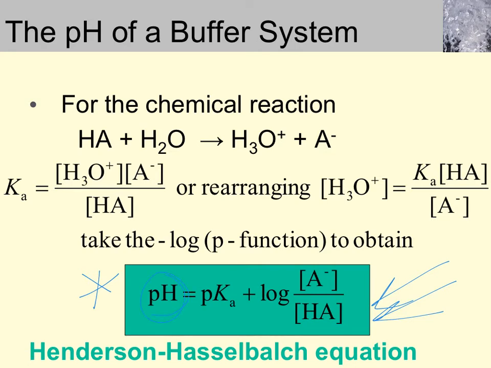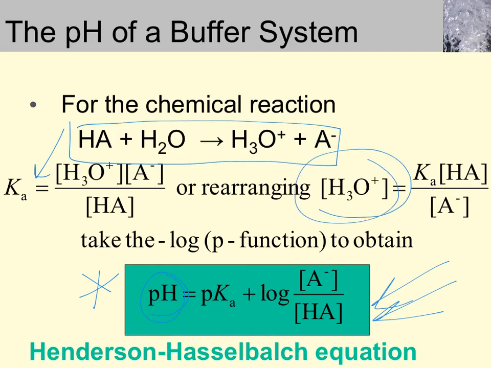I will not ask you to derive it, but it's very simple to see where it comes from. If you look at a generic chemical equation for a weak acid reacting with water, and you look at the expression for the equilibrium constant for a weak acid and rearrange it, so that instead of having Ka off to one side, you have hydronium concentration off to one side.